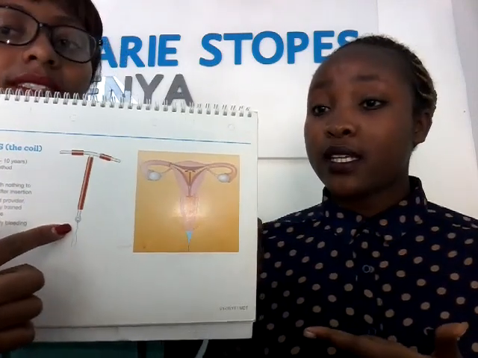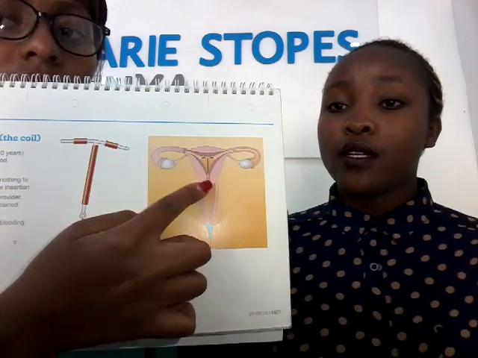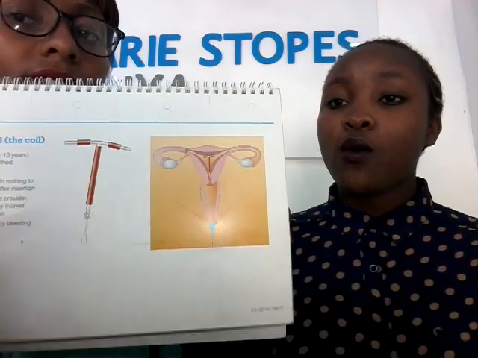So here, I'd like to show you. This is an intrauterine device. This is the copper, the copper T. And here is where it's inserted, or placed. You can all see that.